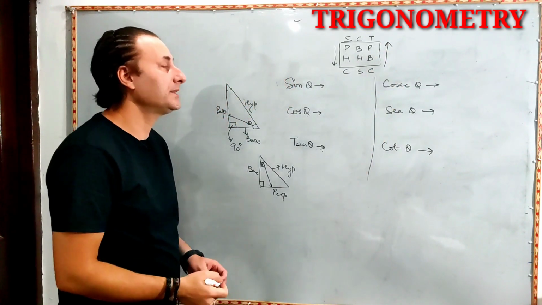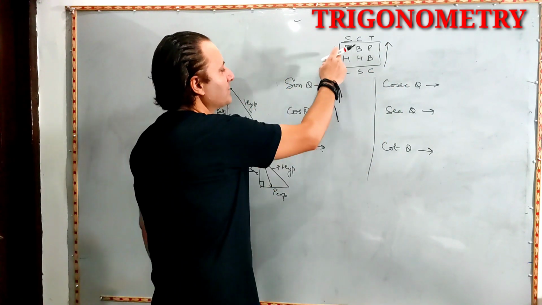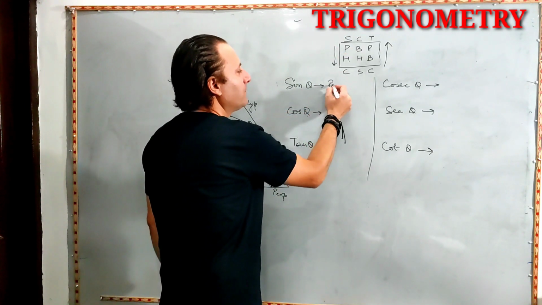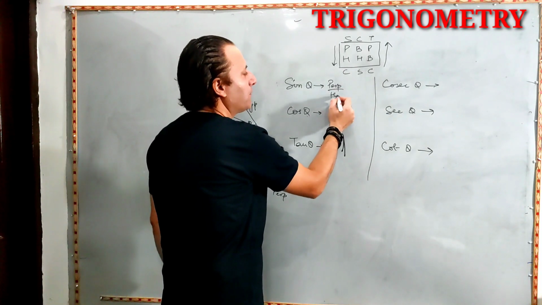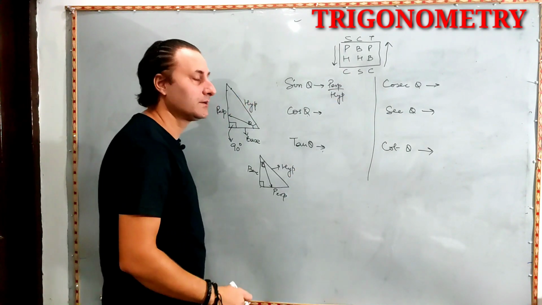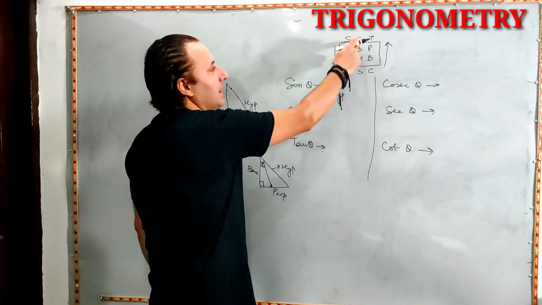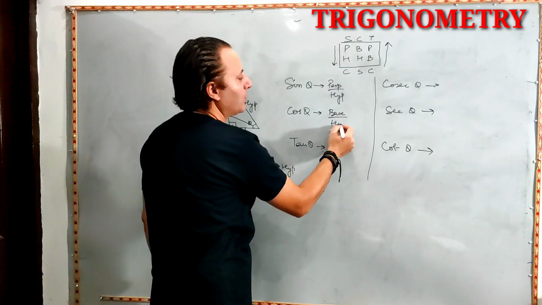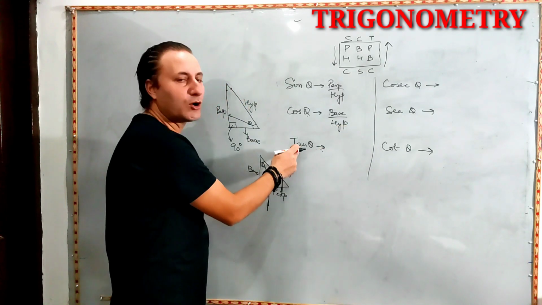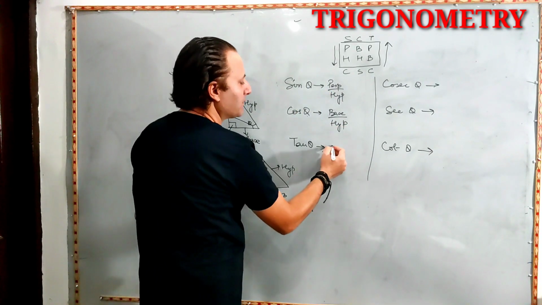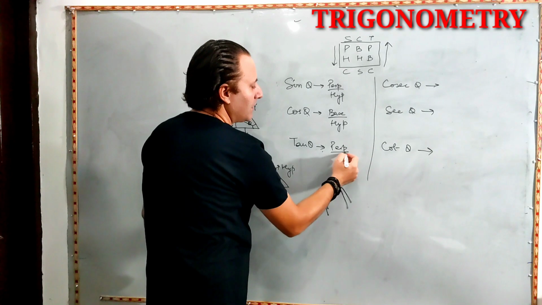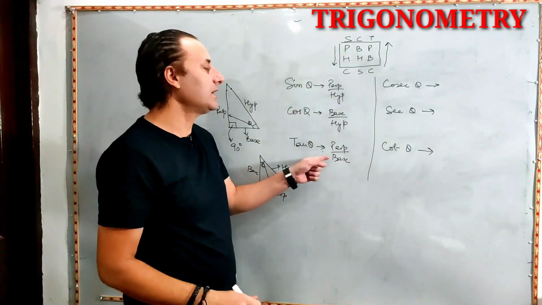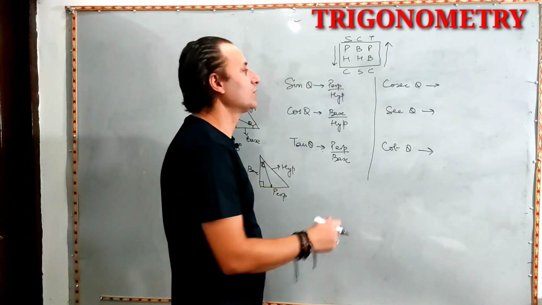What do I mean by that? For example, I'm talking about sine theta. So this is sine, it becomes perpendicular upon hypotenuse. When I talk about cos theta, it becomes base upon hypotenuse. When I talk about tan theta, it becomes perpendicular upon base. Similarly, here I was looking down, now I have to look up.